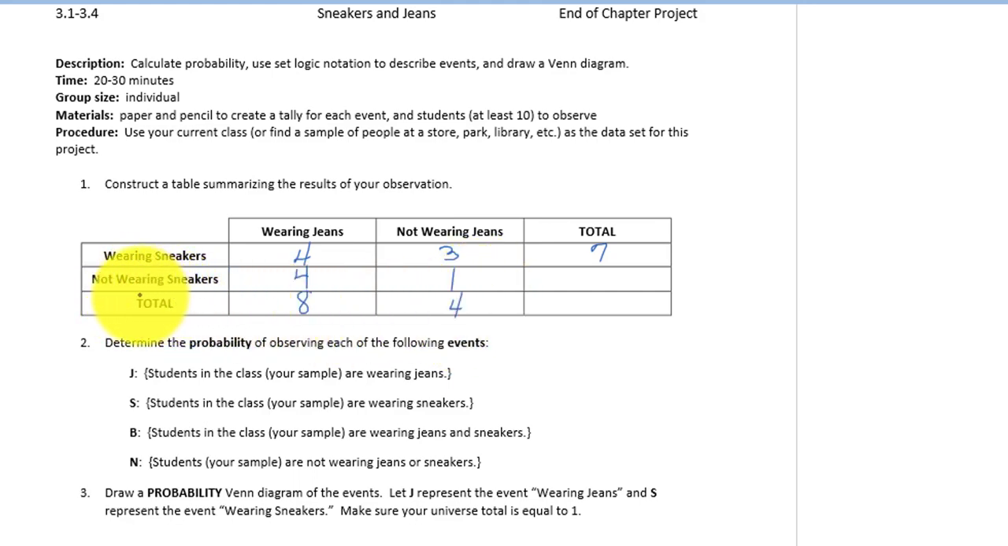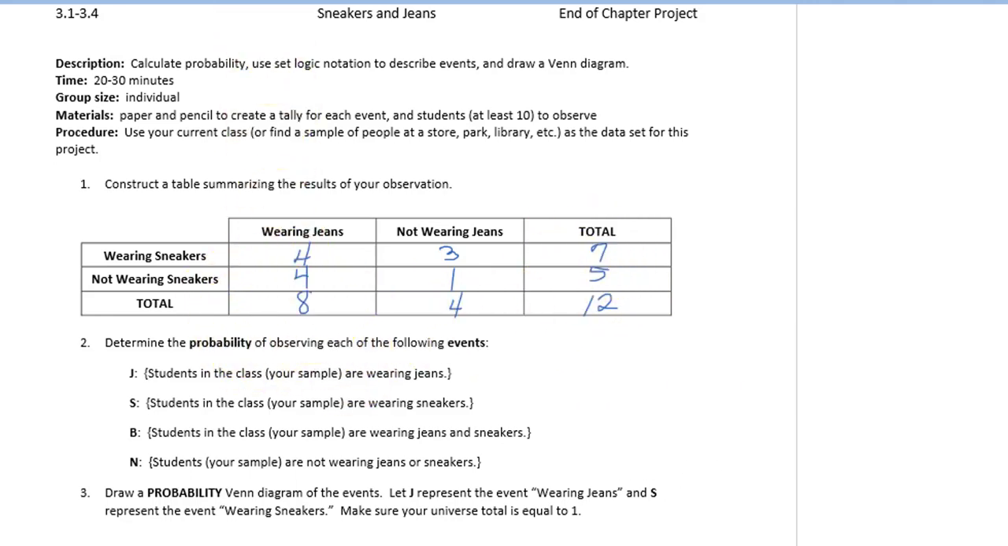Going horizontally, we need a total for students not wearing sneakers. That would be 4 plus 1, or 5. The grand total now should be a match no matter if we go vertically, 7 plus 5, or horizontally, 8 plus 4. No matter which direction we go, the total is 12 students. And sure enough, there were 12 students in the classroom on that particular day.